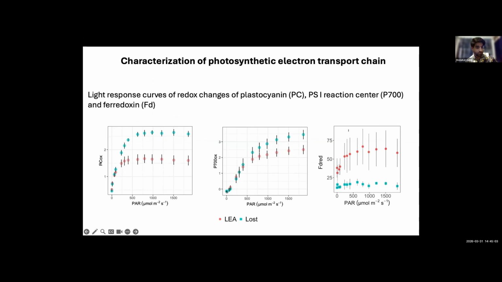The oxidation of plastocyanin and P700 was higher in the wild species, while the reduction was lesser with increasing light intensities. So these results suggest that these components are always in the oxidized form, always in a deficiency of electrons, because the processes downstream always take the electrons from them. That means it might be the sink, like the Calvin cycle, that's taking the electrons from these centers, and they're always oxidized. That means the electron transport is very efficient in this wild species.